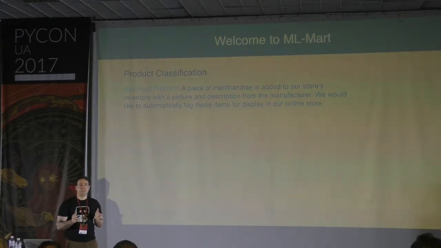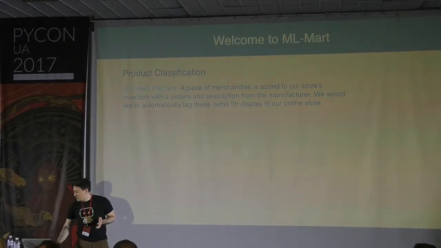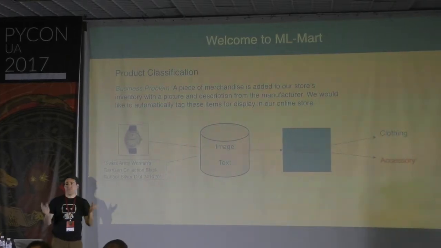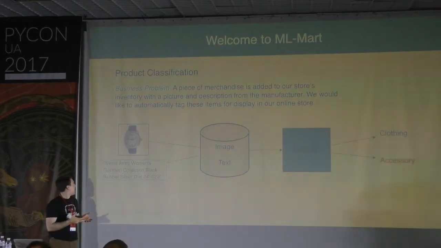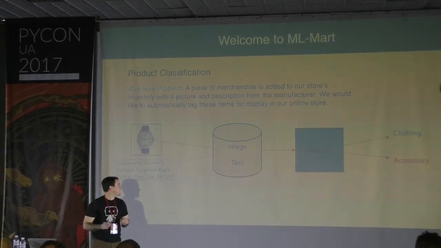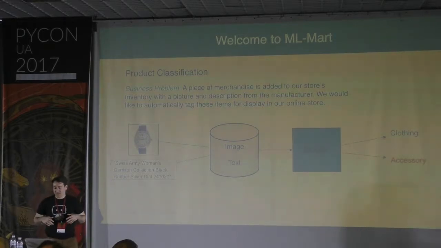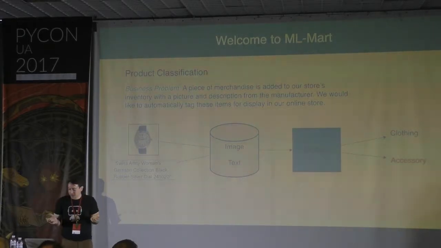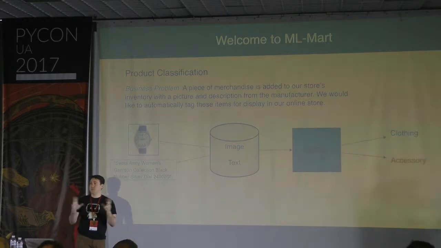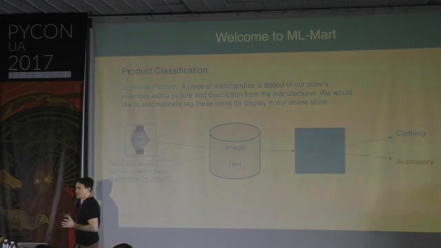But if we're going to do data science, we have to frame it in a way that works for model building. So in particular, you could have a model like this, where we have both an image of a watch, for example, and a textual description. In this case, it's something like a Swiss Army women's collection black silver dial. And what we want to do is build a model that classifies it as either clothing or an accessory. So it's just a binary classification problem.